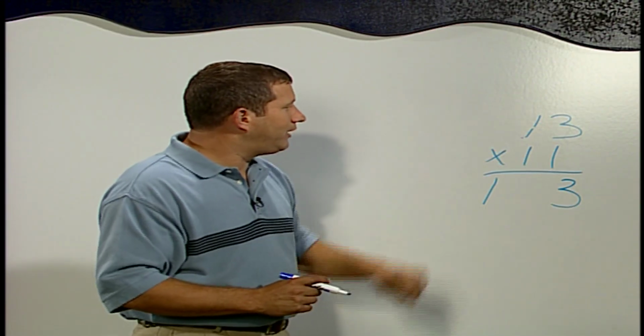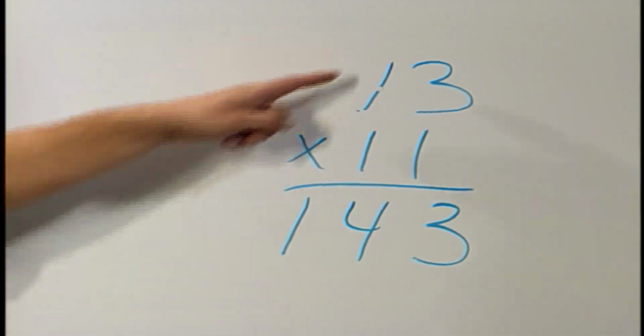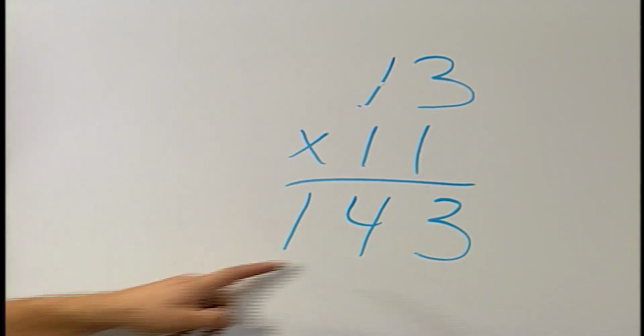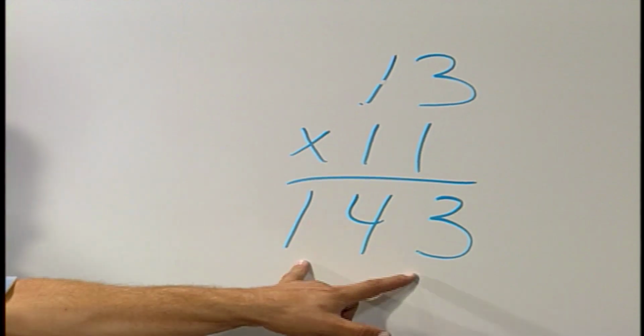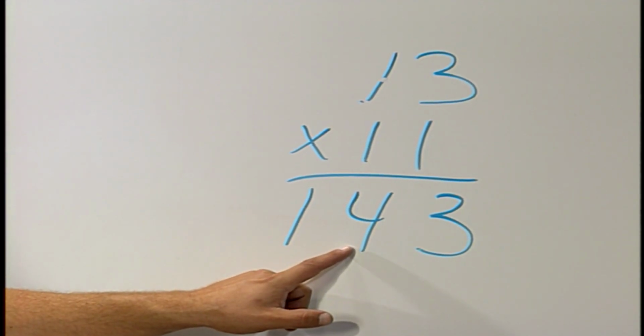What's 1 plus 3? 1 and 3 is 4. And you just put it right in the middle. So 13 times 11 is 143. You can still see the 13 there from the top, and then it's just added together in the middle, and that'll work for all numbers.